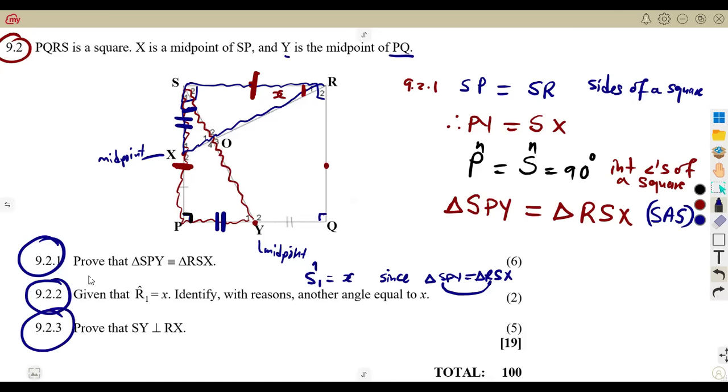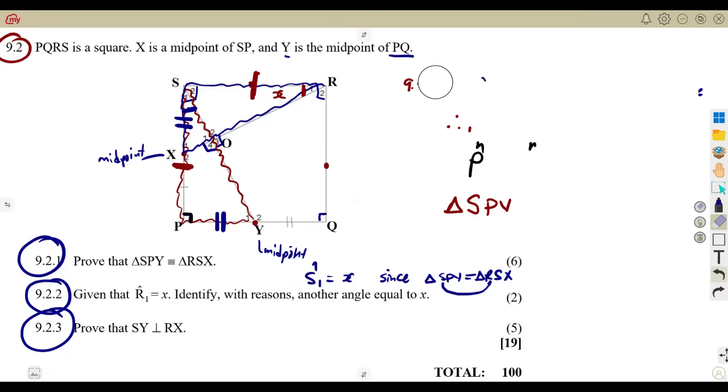Then prove that the line SY, this one, is perpendicular to RX, this one. They are perpendicular, meaning to say they meet at 90 degrees. One of these angles is supposed to be 90 degrees. Is it O1? Is it O2? Is it one of these? That is what you're supposed to prove.